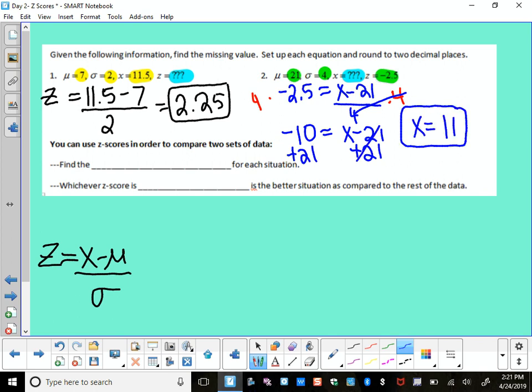Everyone got that, right? All right, so it says you can use z-scores in order to compare two sets of data. You want to find the z-score for each situation, and then whichever z-score is higher is the better situation as compared to the rest of the data. So far, so good?